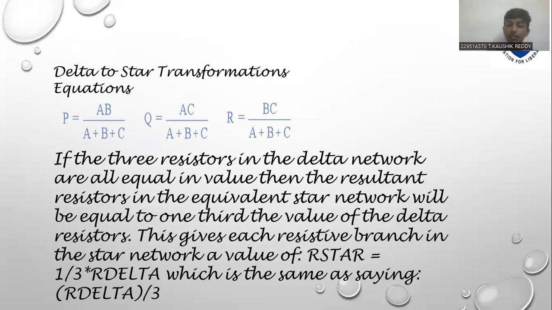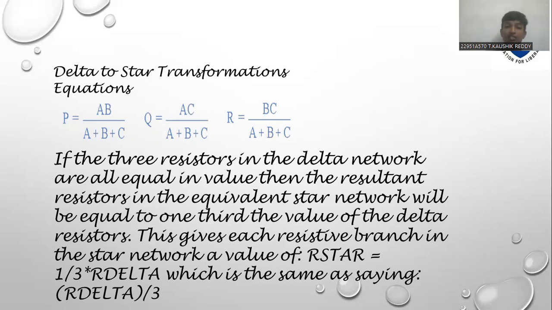Delta to star transformation equations. So these are the equations for the conversion of delta to star transformation. We'll get P = AB/(A + B + C), Q = AC/(A + B + C), R = BC/(A + B + C).